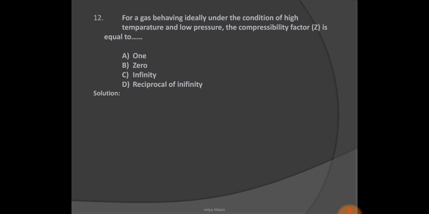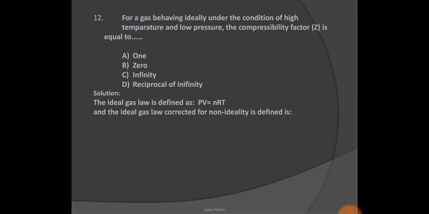Next question. For a gas behaving ideally under the condition of high temperature and low pressure, the compressibility factor Z is equal to dash dash. Option A 1, option B 0, option C infinity, and option D reciprocal of infinity. So, what is the ideal gas law? PV is equal to nRT, and this ideal gas law corrected for non-ideality is PV is equal to Z nRT, where Z is equal to PV divided by nRT.